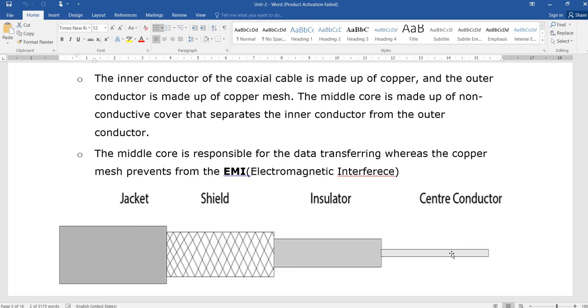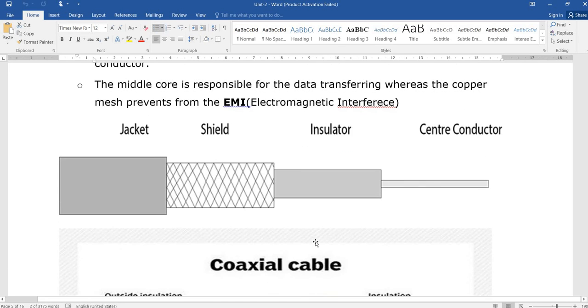All those copper-based transmission media are susceptible. The signal, the data, can be disturbed by EMI, electromagnetic interference. All these copper transmissions can be interfered with by EMI. Twisted pair is also susceptible to EMI, and this coaxial cable is also susceptible.